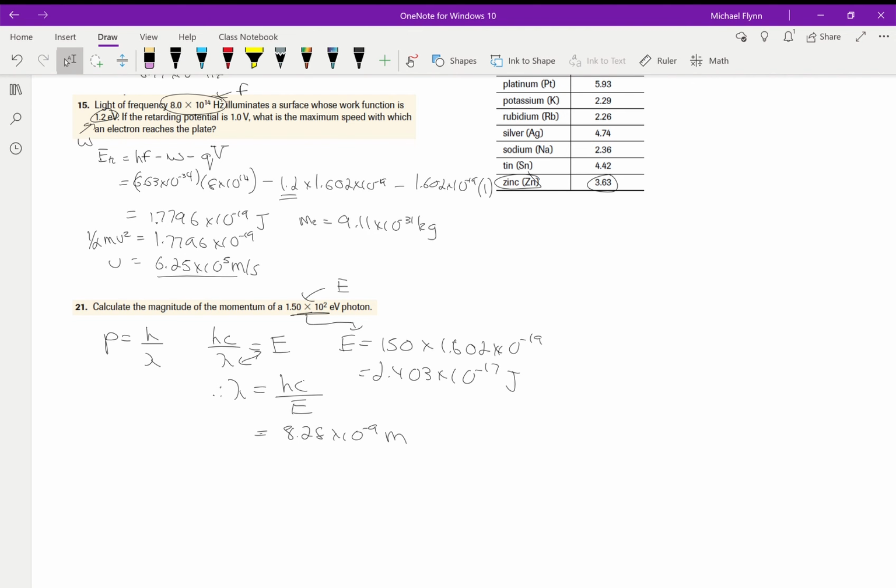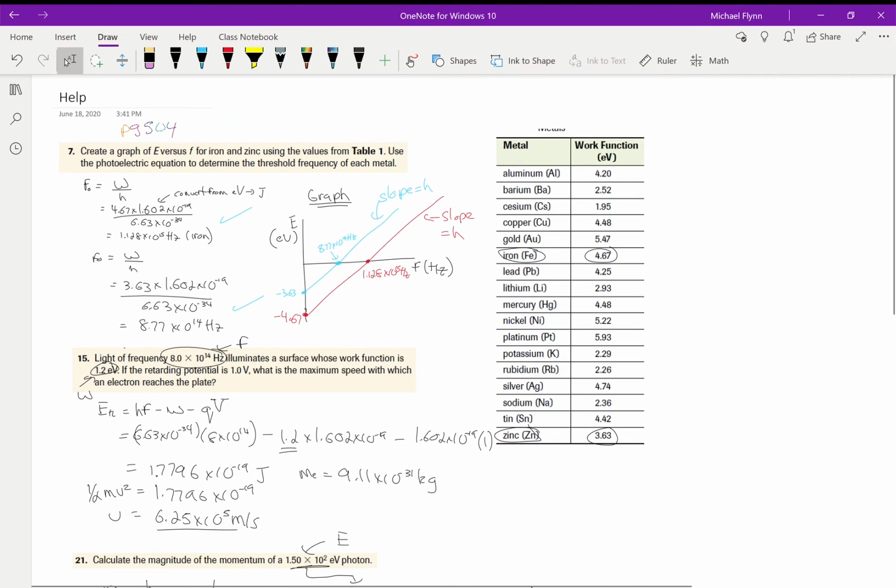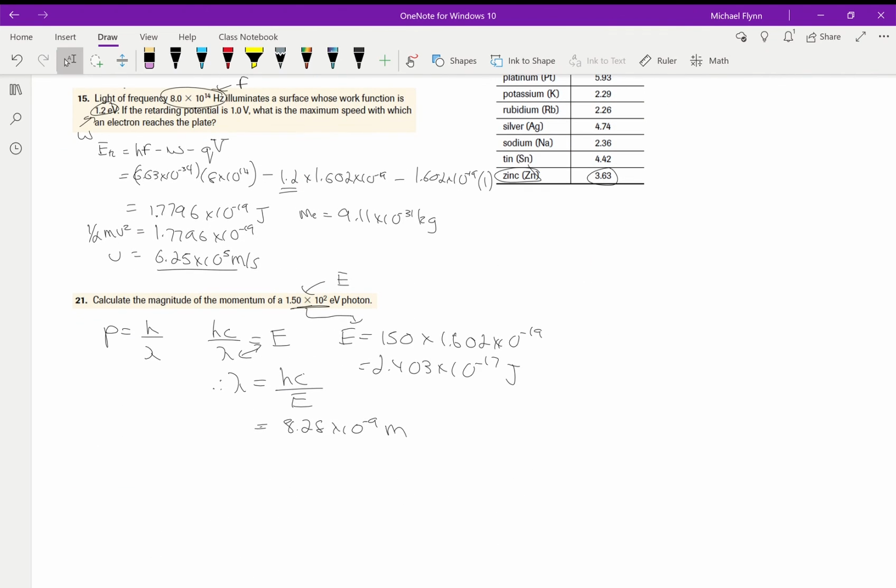These will be, well, the first one's not multiple choice, but maybe the second one I would do as a written question too, but this third one would be a multiple choice question.